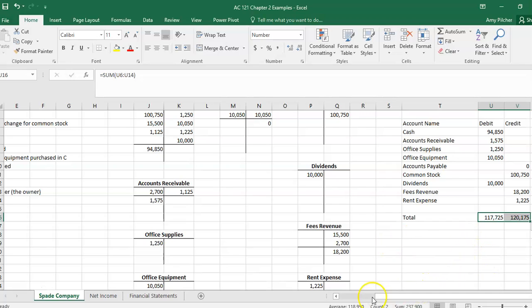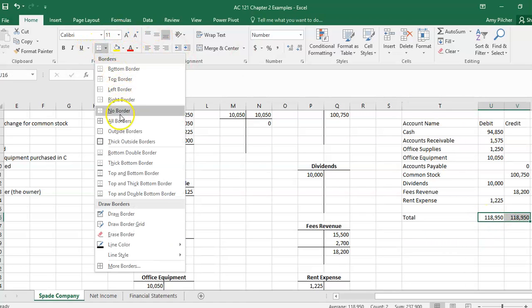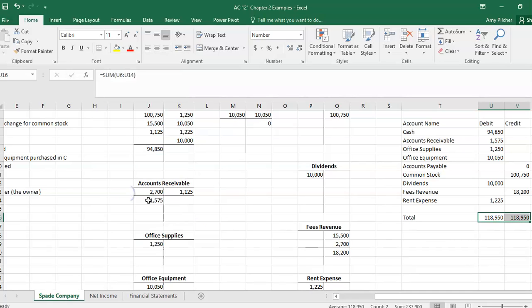I can already see what I did. I wrote rent expense in the credit column instead of the debit column. That was an easy fix. If we have a mistake here, our debits do not equal our credits, we need to find that.